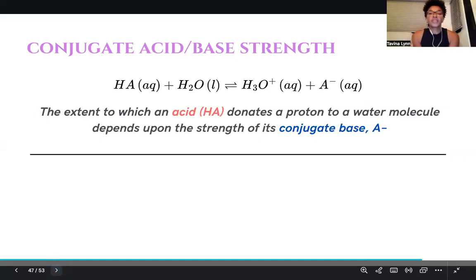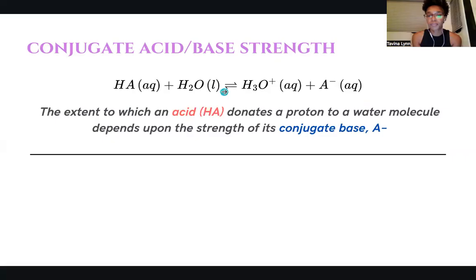So this is our weak acid. We have a weak acid dissociated in water. We're forming hydronium ions and we're also forming the conjugate base of the acid. So the extent to which the acid donates its proton to the water depends on the strength of its conjugate base. And conversely, if we were looking at a weak base, the extent to which that weak base accepts a proton from water would depend on the strength of its conjugate acid.